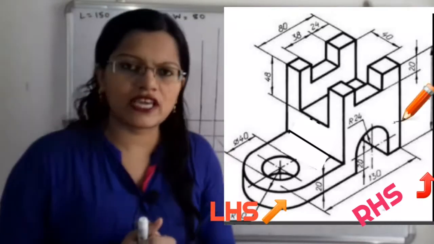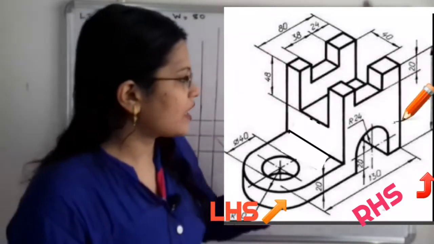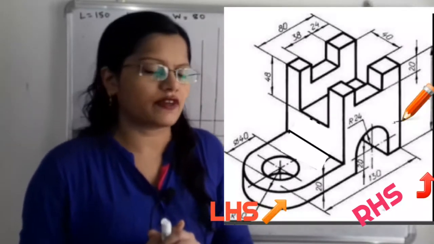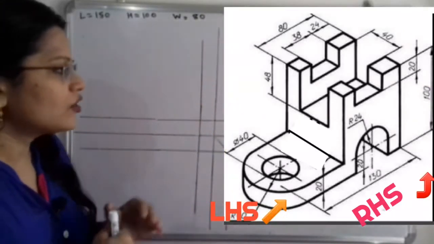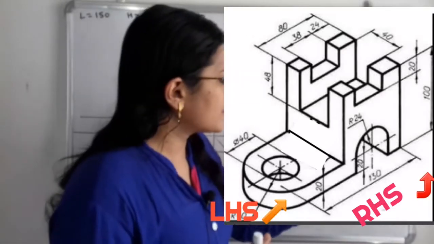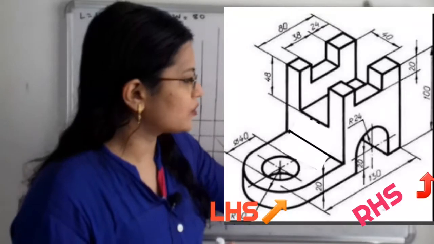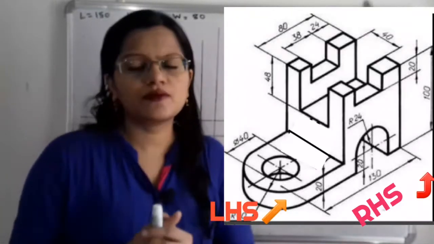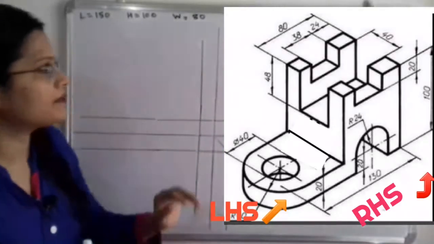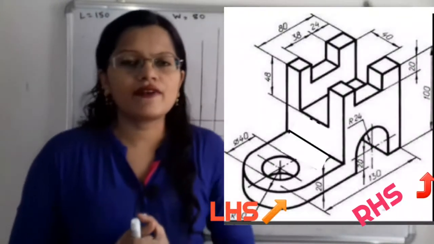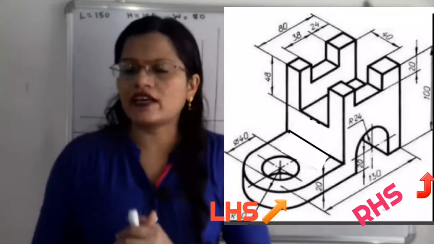Now we will measure the height. The height is directly given, that is 100 millimeter, the whole height. And what is the width? If we observe the curvature of the base, it has radius 40, so 40 plus 40 is 80 millimeter. So we can say the width is equal to 80 millimeter. Now we will plot the front view, top view and side view.